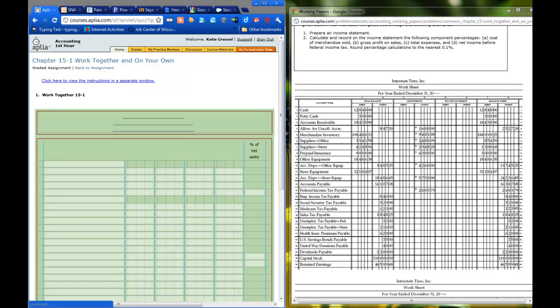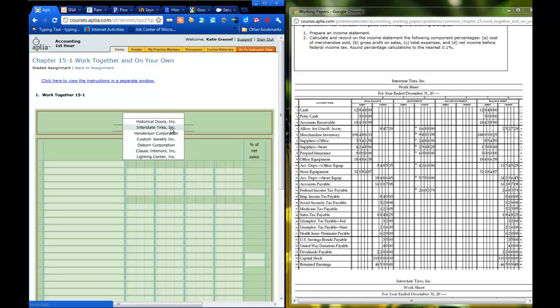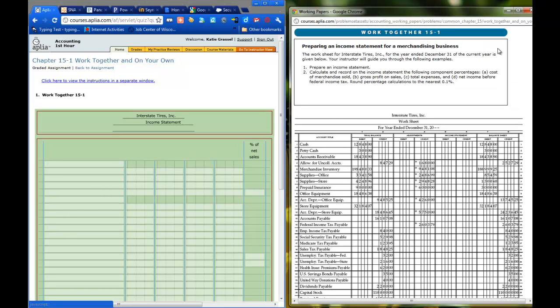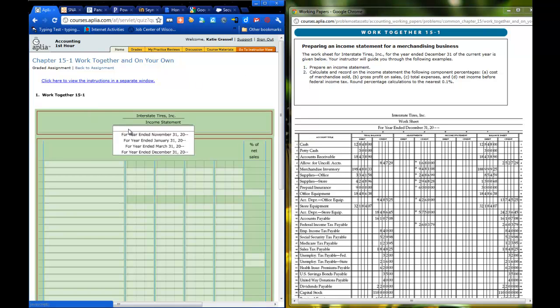We are still going to have some main headings that are going to appear here on our income statement, and then we are going to have some things that are going to be indented. We always start our income statements at the very top with the name of the business, name of the document, and the date. The name of our business is Interstate Tire Inc. The name of our document is an income statement, and income statements are always prepared for the fiscal period. The directions over here tell us that the fiscal year ended December 31st, so we are going to give a date of Year Ended December 31st, 20XX.